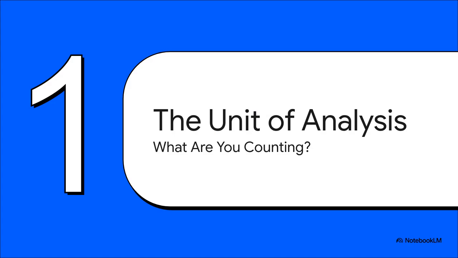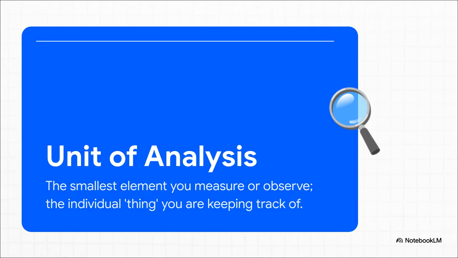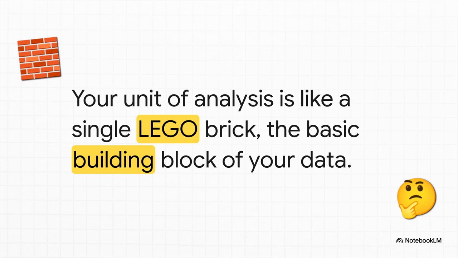So, first things first, we have to answer a fundamental question. What are you actually counting? This brings us to something called the unit of analysis. A unit of analysis is pretty simply the individual thing you decide to count. It's not the whole commercial, it's one specific, repeatable piece you can actually track. And honestly, choosing this unit is probably the most important decision you'll make because absolutely everything else is built on top of it.